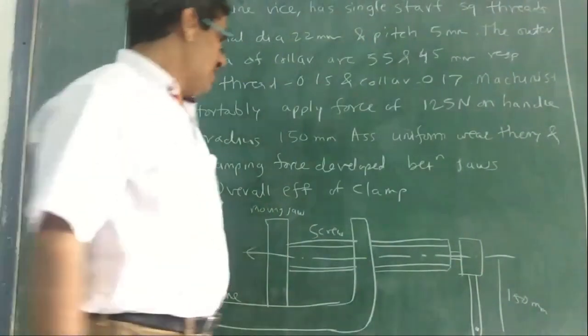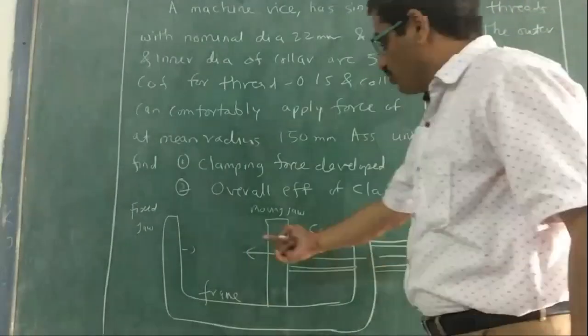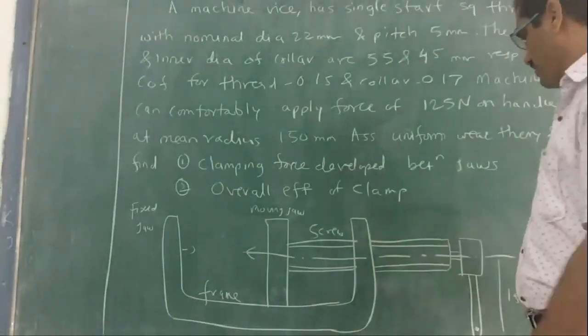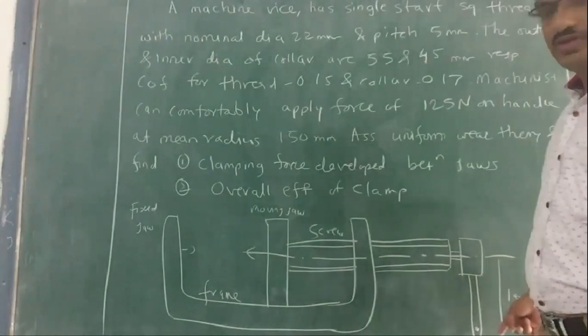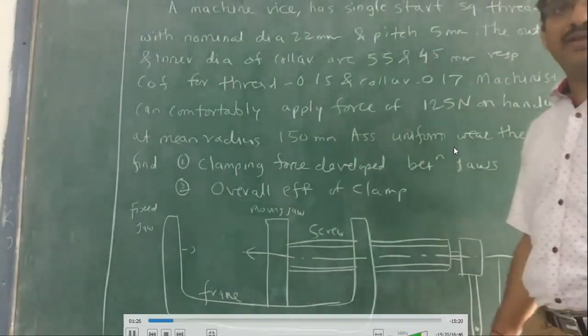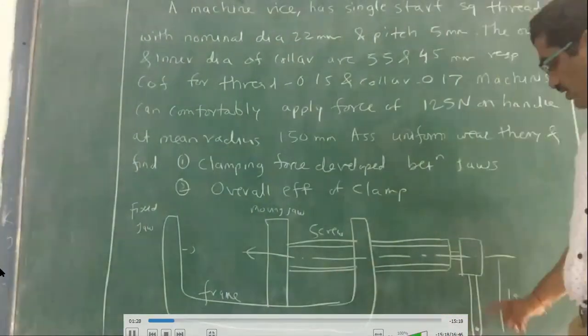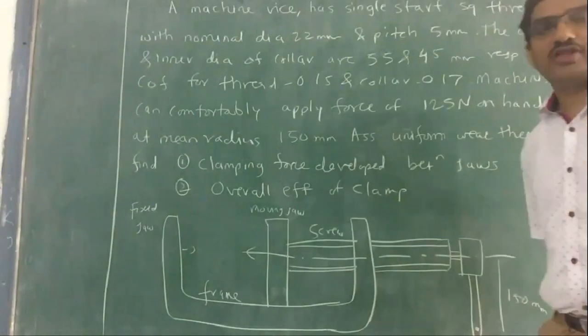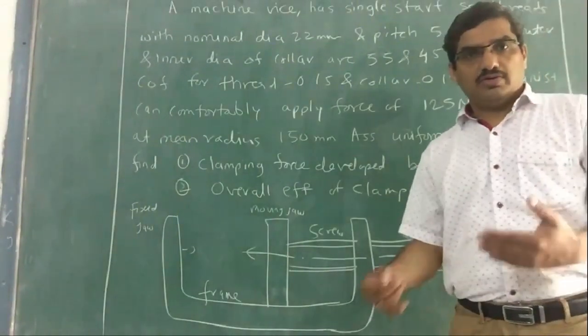To move this moving jaw horizontally along the axis of the screw, we will use this handle. At the end of the handle we can apply force, and the force times the distance where we are applying it will be the torque for the application of your force.